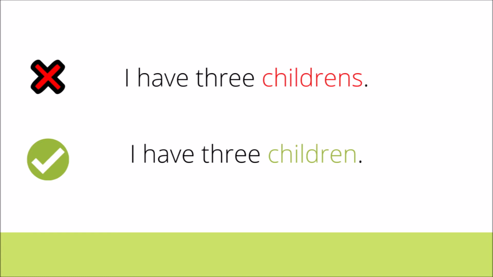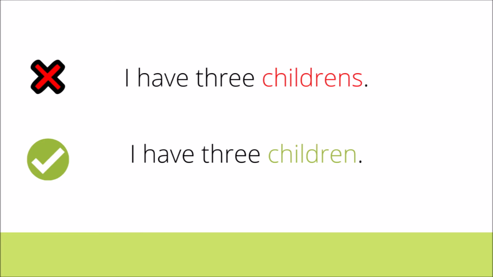Okay, so mistake number 1. I have 3 childs. The problem here is that the majority of nouns are made plural in English by adding the letter S or ES in some situations. So for example, shoe becomes shoes and book becomes books. However, there are some irregular nouns that don't follow this formula, and this is one of them.